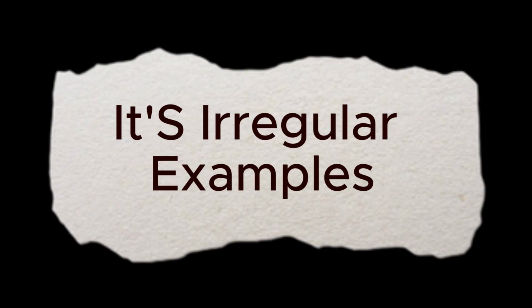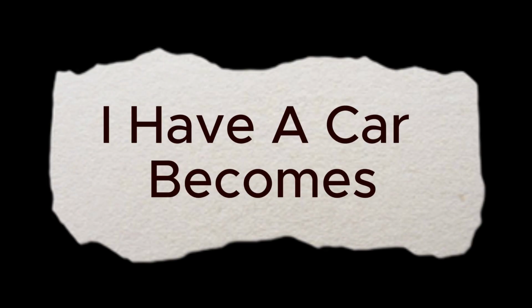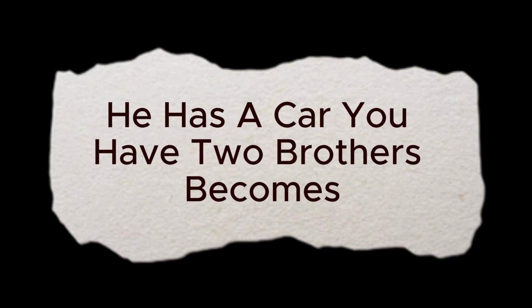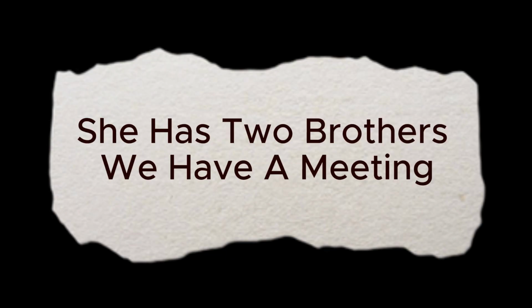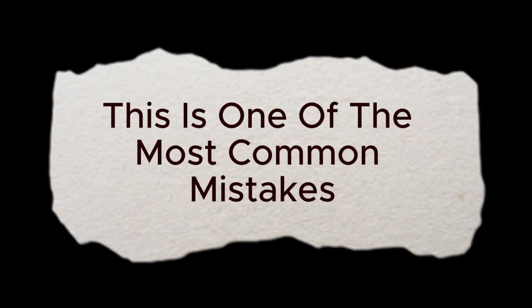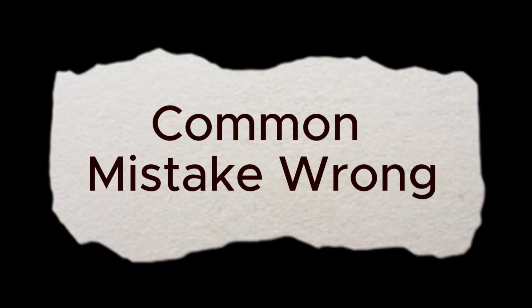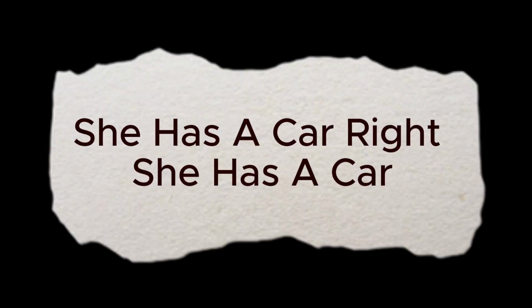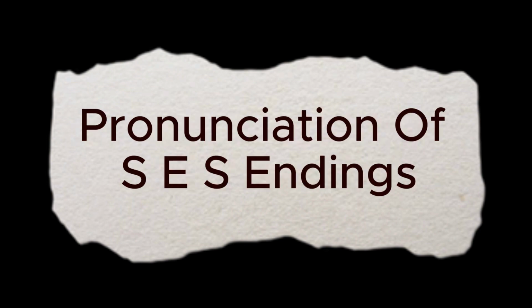Have becomes has, not halves. It's irregular. Examples: I have a car becomes he has a car. You have 2 brothers becomes she has 2 brothers. We have a meeting becomes it has a screen. This is one of the most common mistakes. Common mistake. Wrong, she haves a car. Right, she has a car.